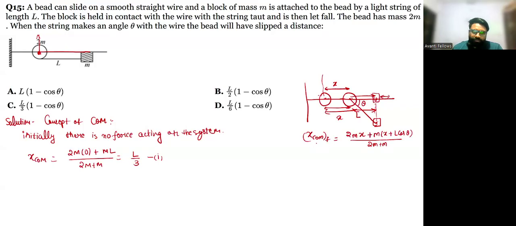Now we know that there is no shift in the original position of the center of mass. So x center of mass initial is equal to x center of mass final. Okay, clear?